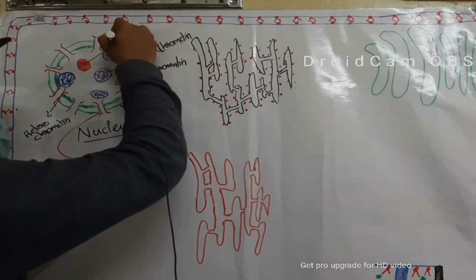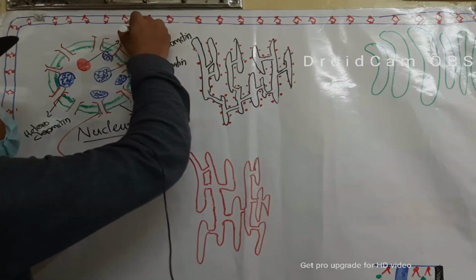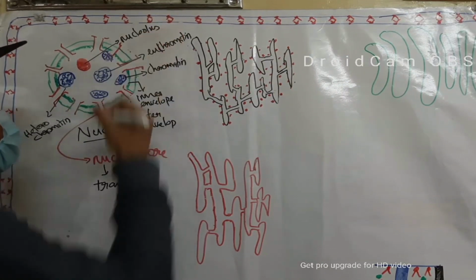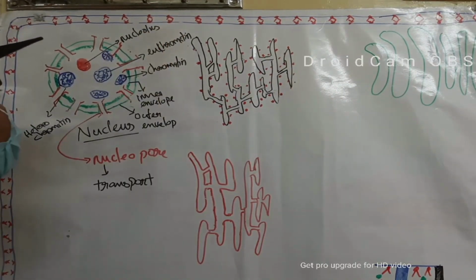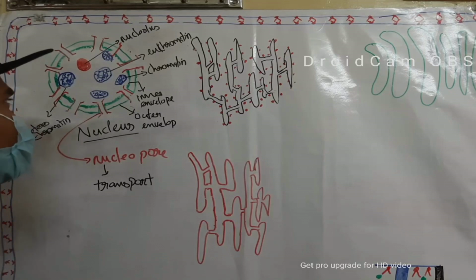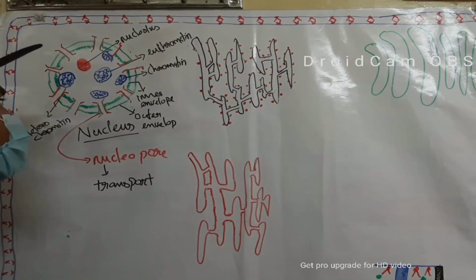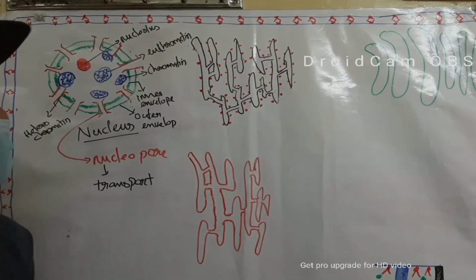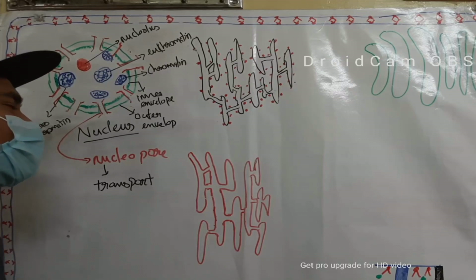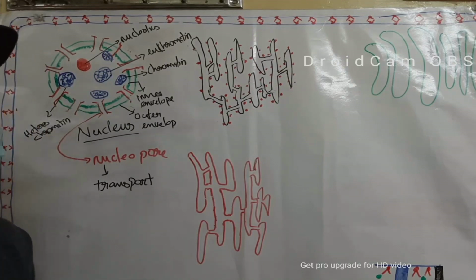This red structure here is known as the nucleolus. It mainly contains the rRNA, which is the ribosomal RNA, which is involved in the formation of ribosomes. These ribosomes, which are formed from the rRNA, get attached to the nuclear envelope, mostly the outer nuclear envelope, and to the membranes of different cell organelles.